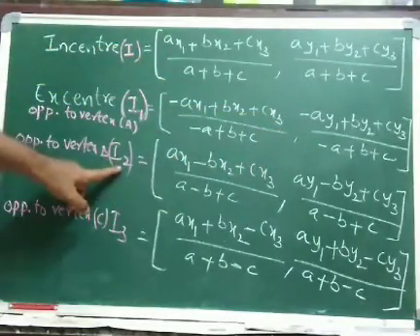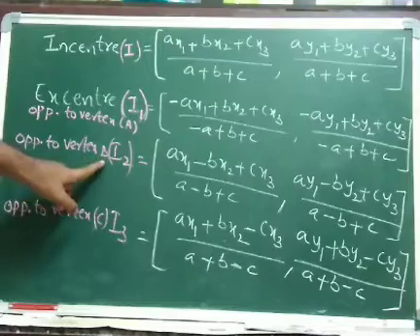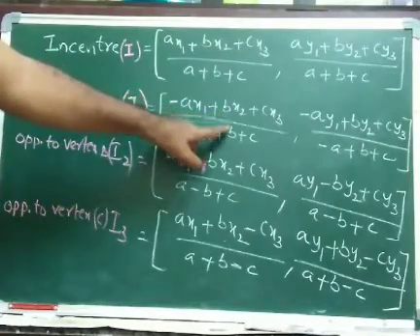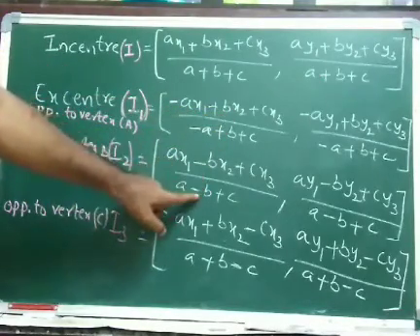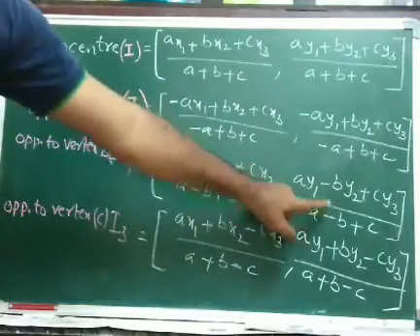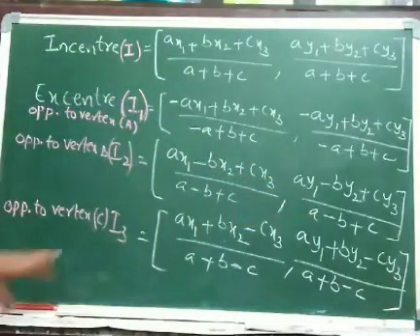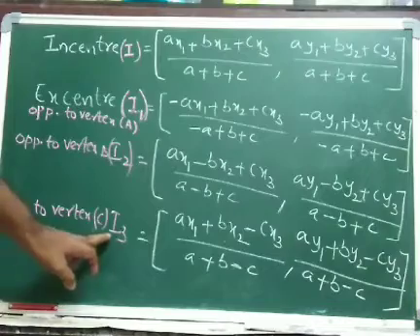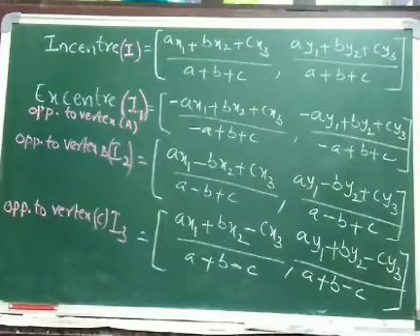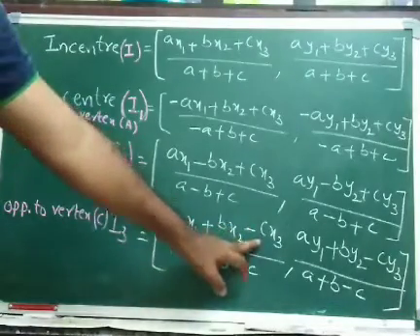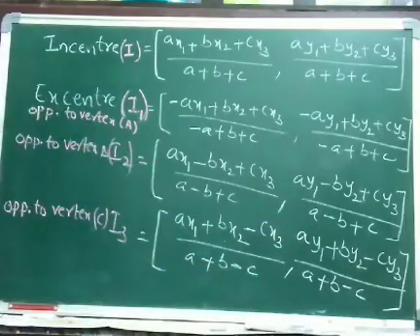And coming to I2, because it is opposite to vertex B, in the place of plus B you need to write minus B. And finally the last one, which is opposite to vertex C, I3, so minus C. Similarly, the y coordinate can also be changed.